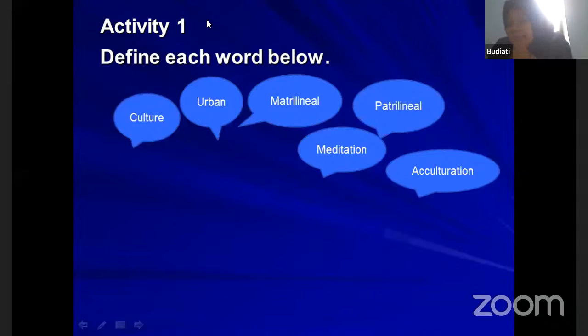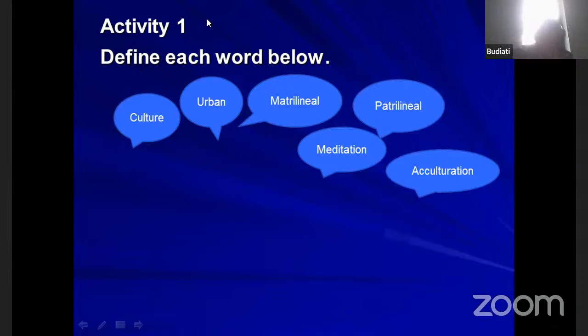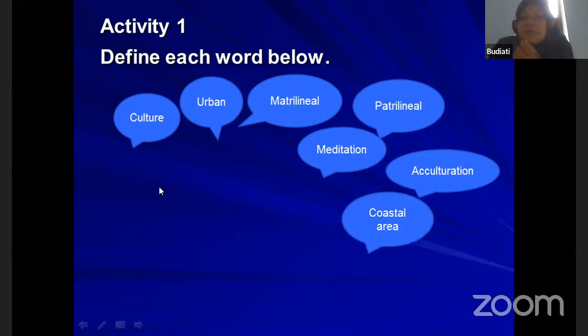Miss Mila? Yes, ma'am. Acculturation is to mix two cultures or more. To mix, yes? Yes, to mix two cultures or more. Okay. In the kinds of the new things, yes? Okay. Now the next, I'd like to go on to the coastal area.